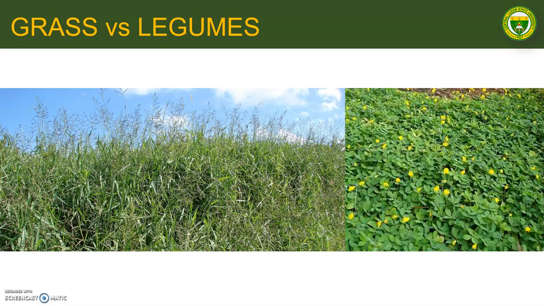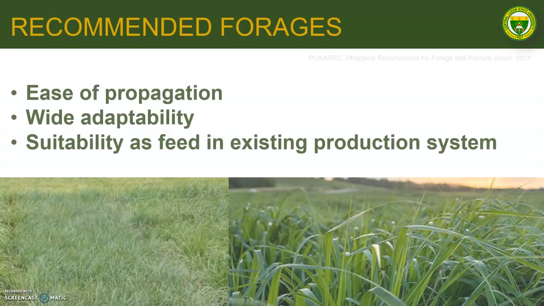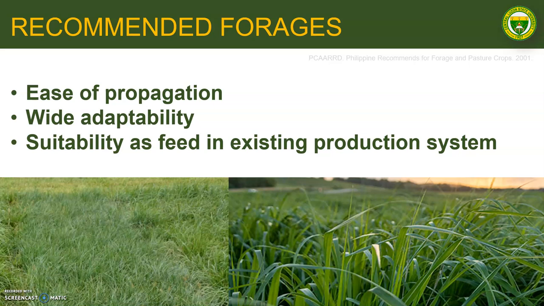On the other hand, legume plants have more leafiness with less structure and often have more protein, energy, and micronutrients as compared to grasses. Legumes enhance ruminal digestion, and some are a good source of bypass protein necessary for increased animal performance. In the Philippines, there are recommended forages and they were based on the ease of propagation, wide adaptability, and their suitability as feed in existing livestock production systems.